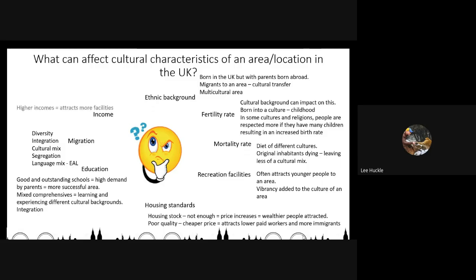Then moving on to income, we looked at higher incomes attracting more facilities. So if you've got people living in an area that earn more money in general, that will attract more investment and more facilities. That increases prices further. Then you experience gentrification in some of these areas. So we really did explore a range of different factors that influence the cultural characteristics of an area or location in the United Kingdom.